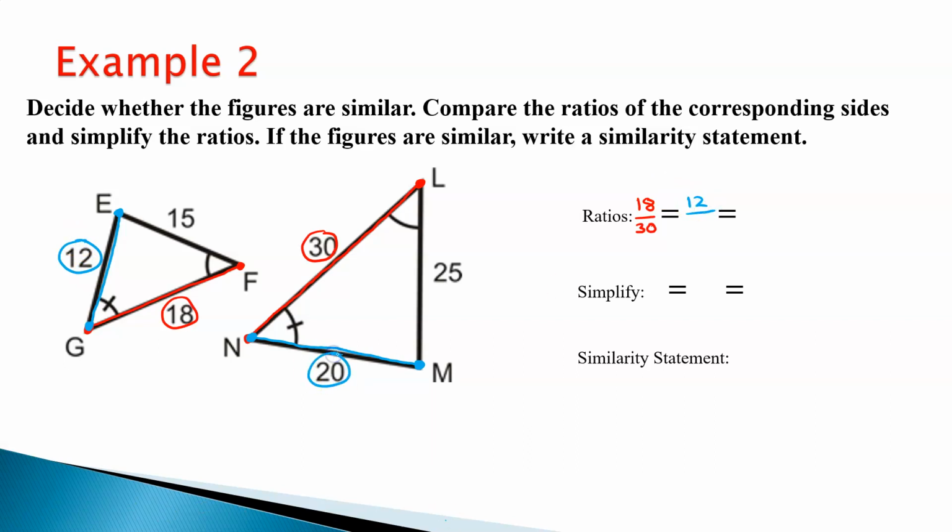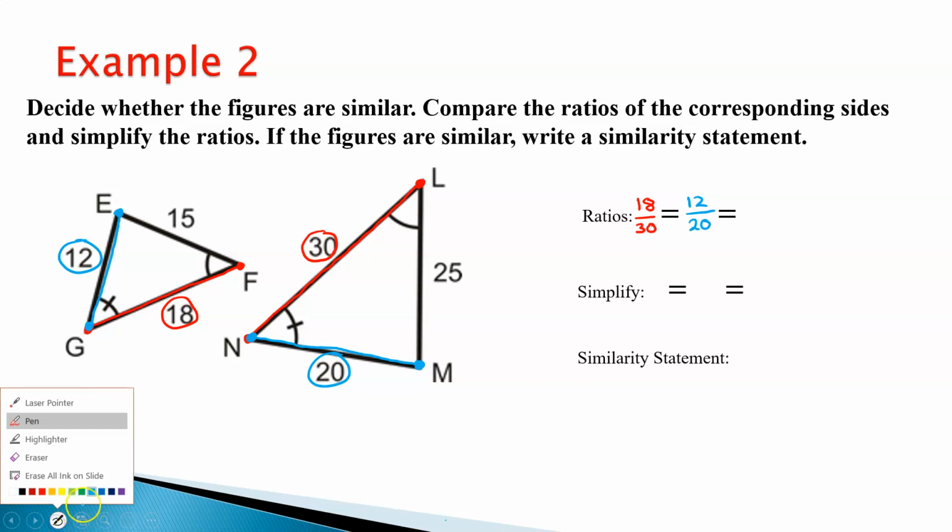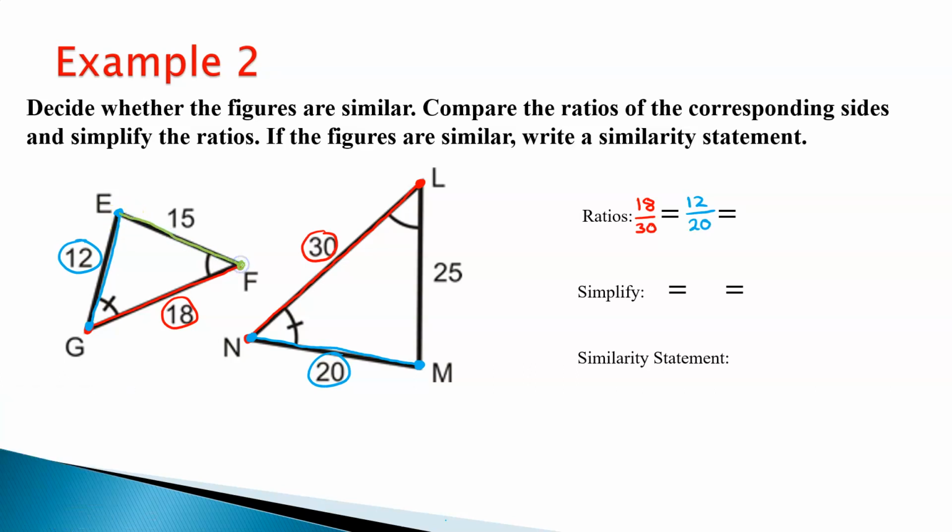over 20. The most common mistake that happens here is students will accidentally write that fraction upside down. They'll write it in reverse. They'll say 20 over 12. You want to be consistent. And then, of course, we have the last sides here, which are pretty obvious. From E to F, from the one that didn't have an angle symbol to the one that does, that's going to be M to L. So I'm going to write 15 over 25.